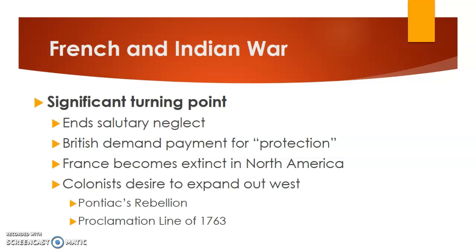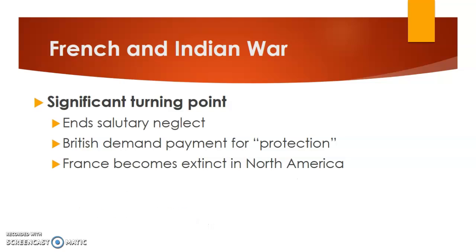This is going to cause the British to enact legislation that will create what's known as the Proclamation Line of 1763, which bans Western settlement by colonists, and we'll get into that a little bit later.